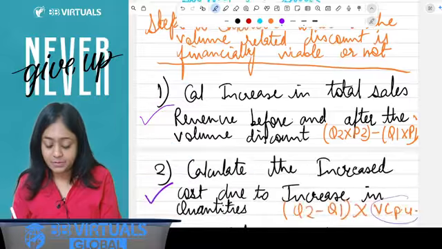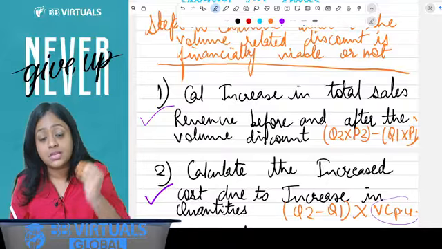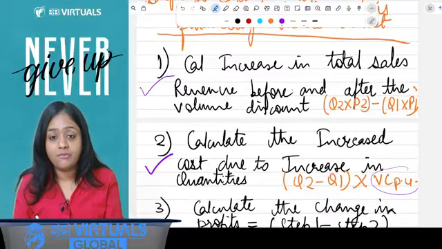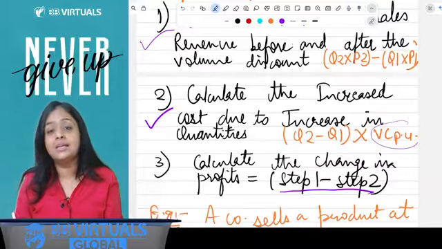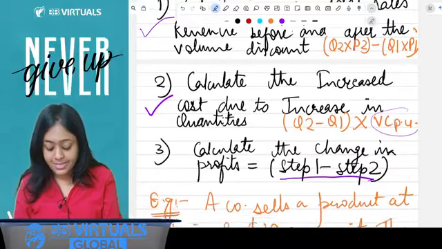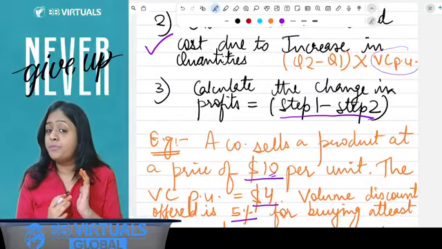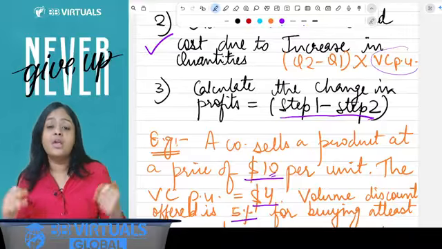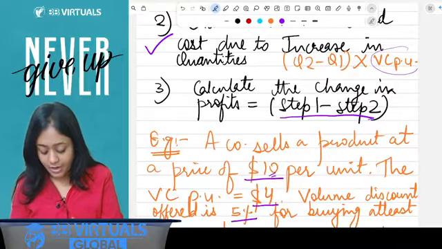What are the steps that we undertake? Step 1, calculate the increase in total sales due to selling those extra units, that is, the revenue before and after the volume discount. Step 2, calculate the increased cost. The difference between the two is the change in profit. So if your revenue has increased more than the increase in cost, it's viable. If your revenue has not increased more than the increase in cost, then it's not financially viable.